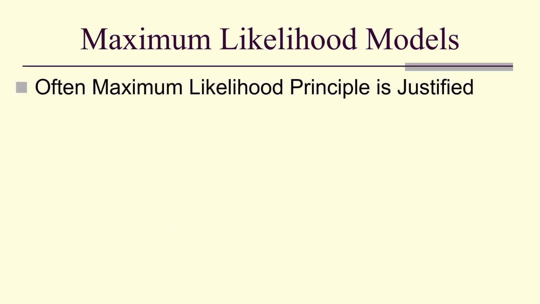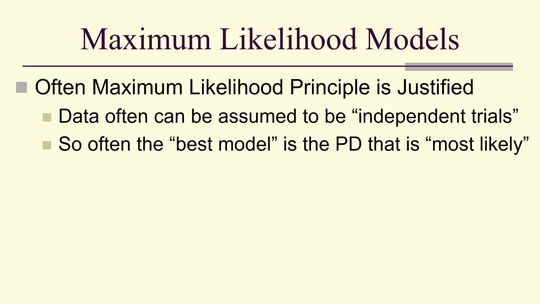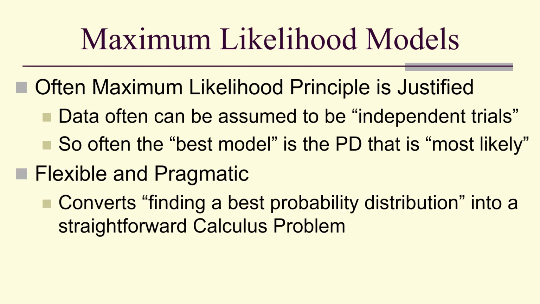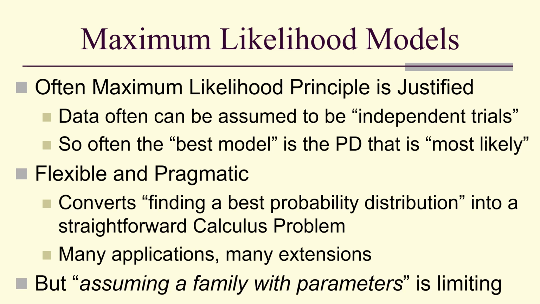So maximum likelihood models, often this maximum likelihood principle is justified. We often can assume we have independent trials, and often the best model is the probability distribution that is most likely to produce those trials. It's flexible and pragmatic, and converts finding a best probability distribution into a straightforward calculus problem. Many applications and many extensions. But one big drawback: we tend to have to assume a family with parameters, and that can be limiting.